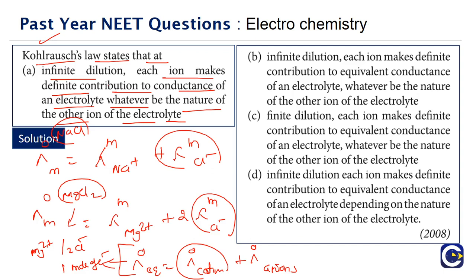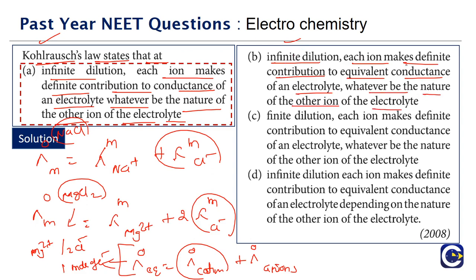So what is the correct answer? The answer is Option A. If we look at the other options, right, so we can just read the B statement. Infinite dilution, each ion makes definite contribution to the equivalent conductance of the electrolyte, whatever be the nature of the other electrolyte. See, this is not just related to the equivalent conductance, it is also referring to the molar conductance. Whether we will talk in terms of the molar conductance or in terms of the equivalent conductance, we are referring to the definite contribution made by these ions irrespective of what is the counterpart. So this is not appropriate.